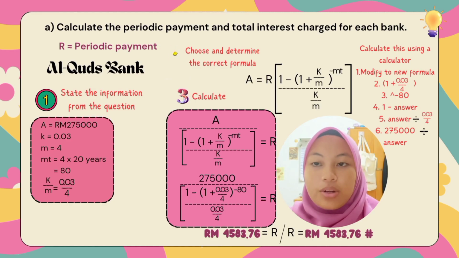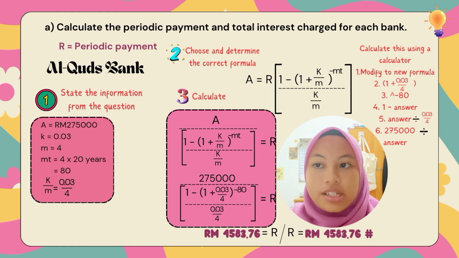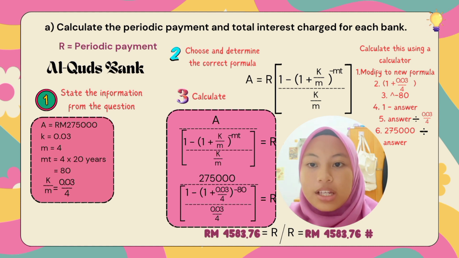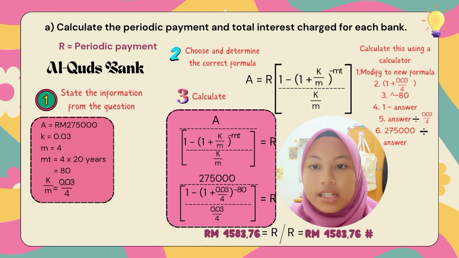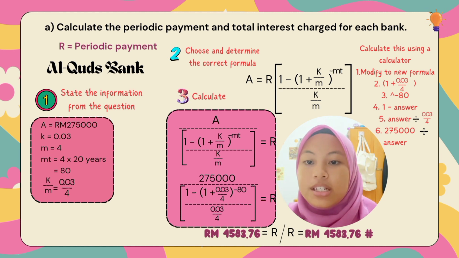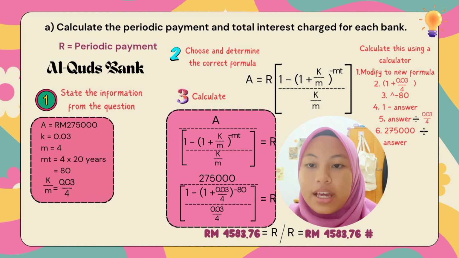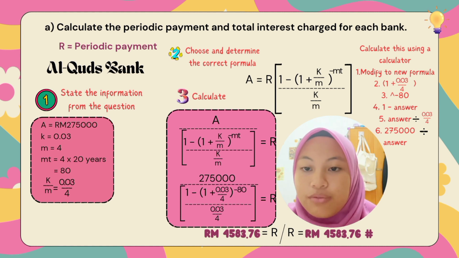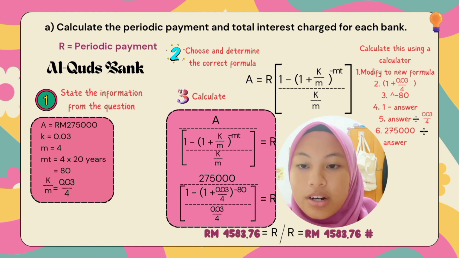Question A. Calculate the periodic payment and total interest charges for each bank. So we calculate the periodic payment, which is R, for Alkuts Bank first. First, state the information from the question. Second, choose and determine the correct formula, and third, calculate. So the information is A equals RM 275,000, k is 0.03, m is 4, mt is 80, k over m is 0.03 over 4. So we got 3 over 400.